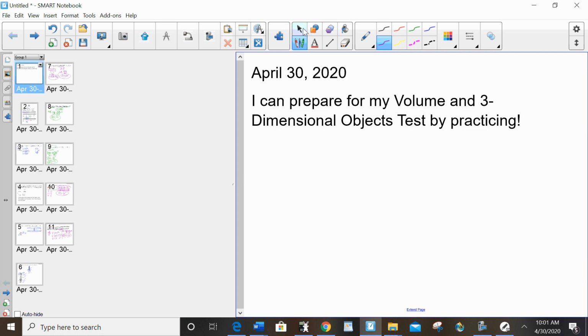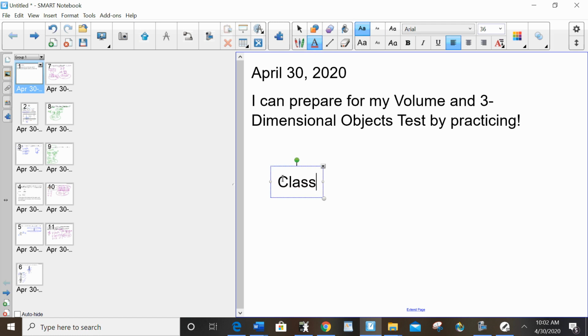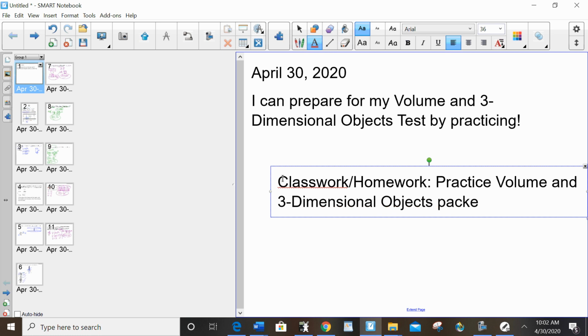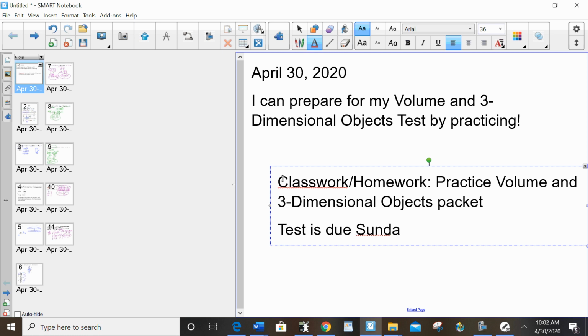Your test will be due Sunday night. So your classwork/homework is to practice your volume and 3-dimensional objects packet, and then your test is due Sunday night. Today's Thursday. I mean, I would get it done Thursday or Friday, but you'll have until Sunday night to complete it. And if you have any questions, reach out to me and remind. I'm here to help you.